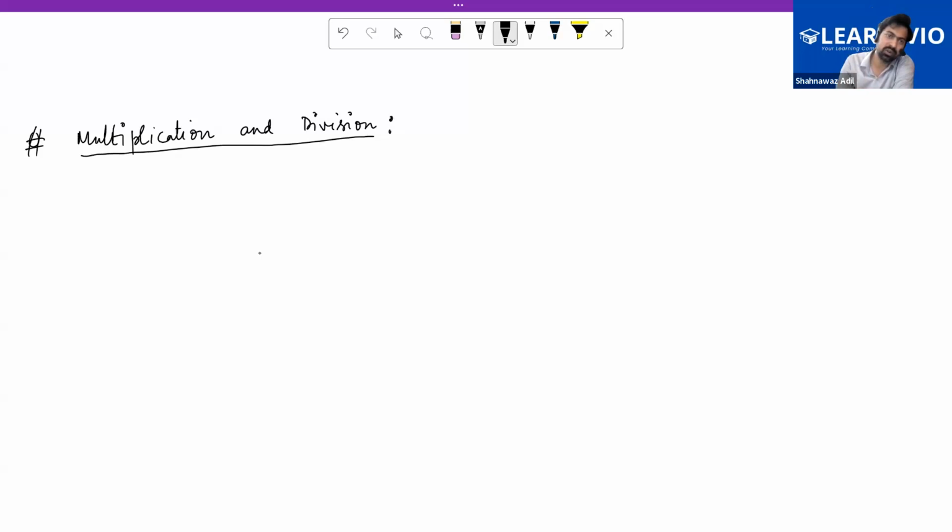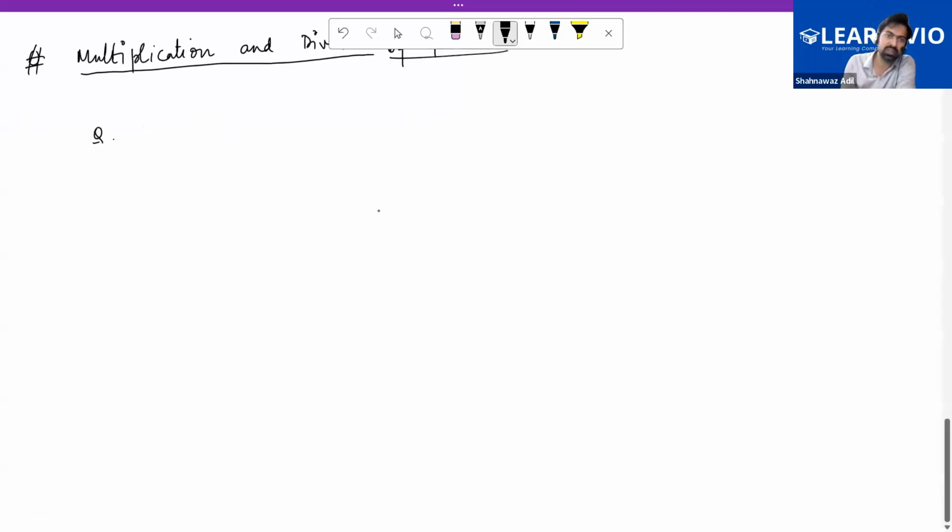Okay, so multiplication and division of fractions. We have understood addition and subtraction, so let us understand multiplication and division of fractions. These things are already familiar to you guys, right?